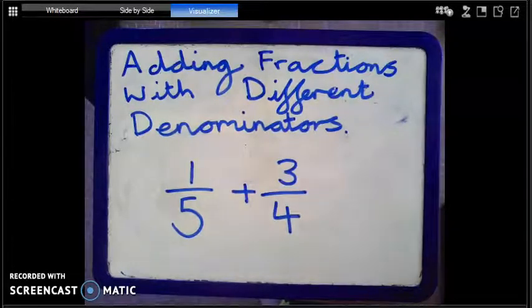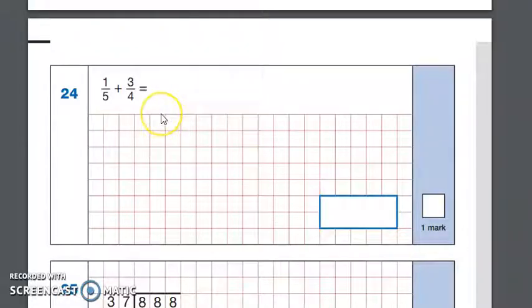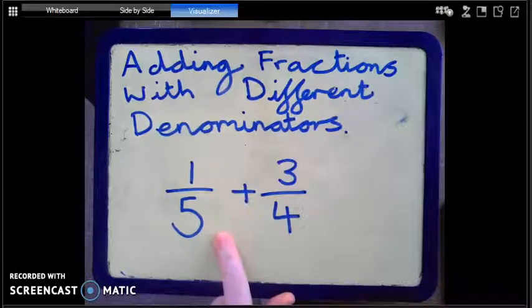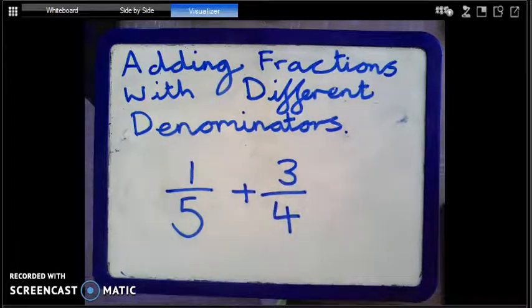However, in this calculation, which I've taken directly from the 2019 Arithmetic SATs paper, you will see that the denominators are different. And that means we can't just add the numerators together. There are a few steps we need to go through first.